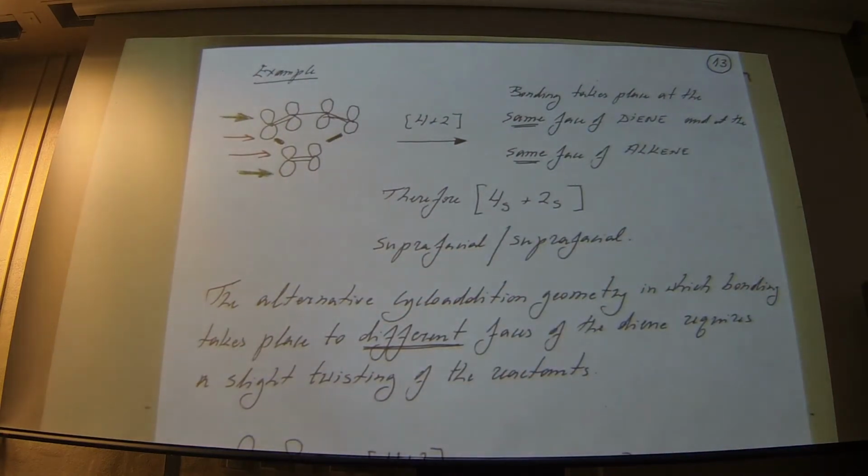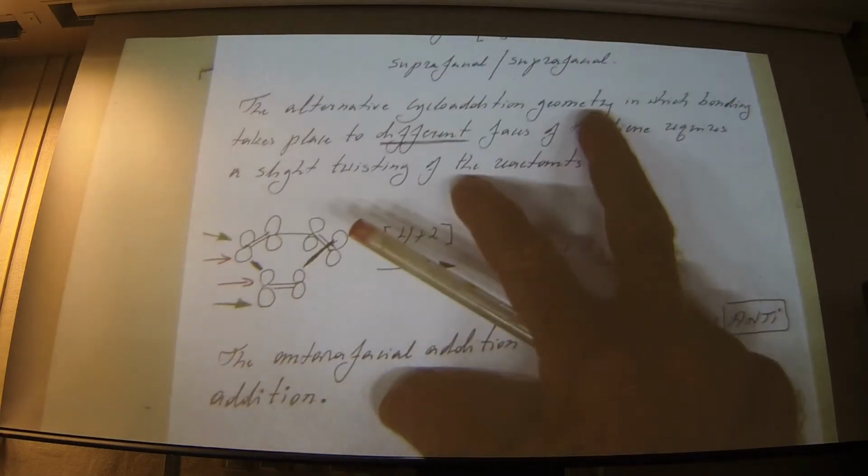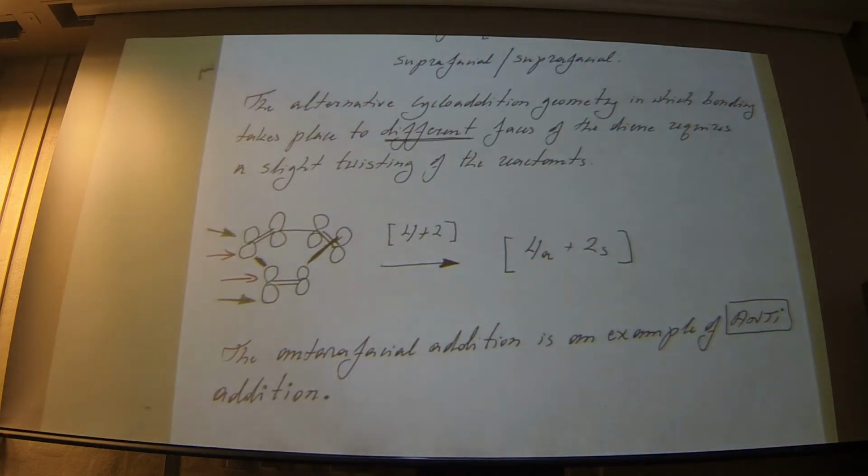Now that's one possibility, but there's another one. The other one is that it's suprafacial with respect to one partner and antarafacial with respect to the other. Now what would that look like? Well, for the Diels-Alder reaction, it would look like this.